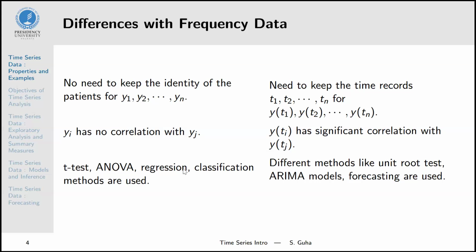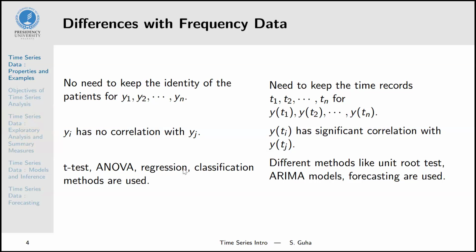Then the second difference, which is actually one of the most important differences of time series data, is that yi has no correlation with yj. By that I mean, if I consider the blood pressure level of the ith patient and the blood pressure level of the jth patient, we don't assume those two variables are correlated or that their blood pressure levels have any correlation.